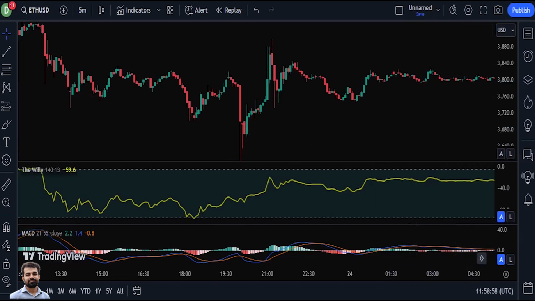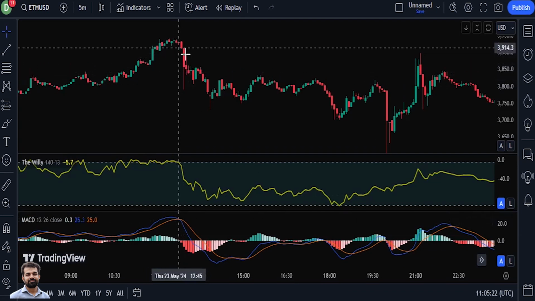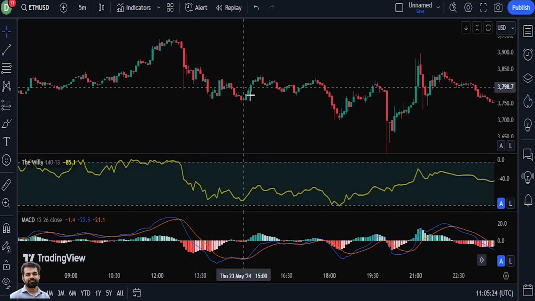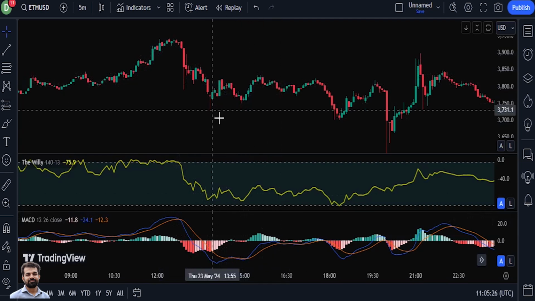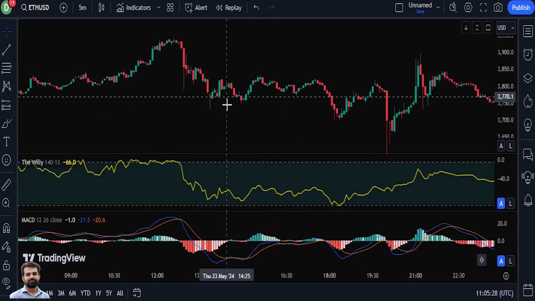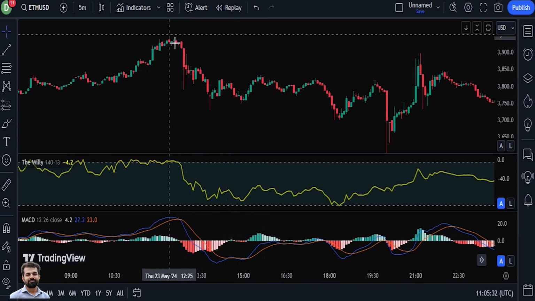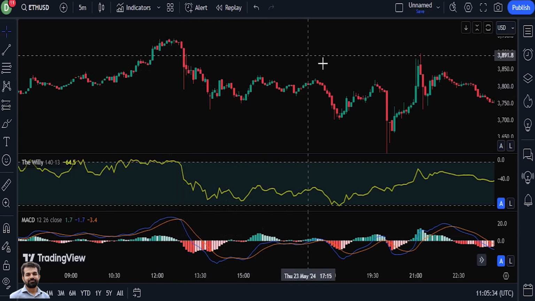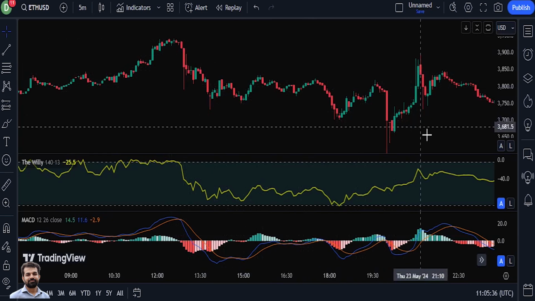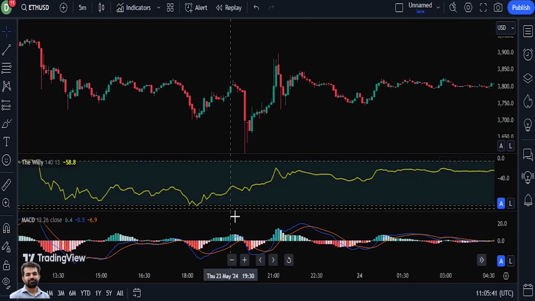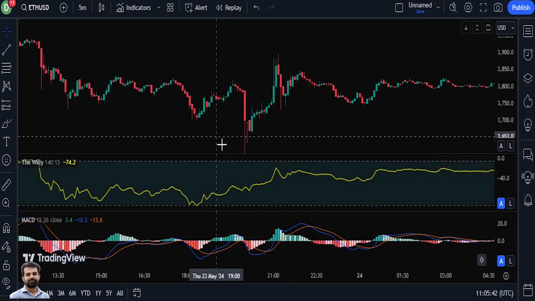Let's delve into how this strategy works. So far, we have established a few key components: the 1 minute chart, the index, which is Ethereum, the indicators like MACD set at 21 and 55, and Williams Percentage R adjusted to parameters of 140 instead of 14. To see this strategy in action, let's move forward.